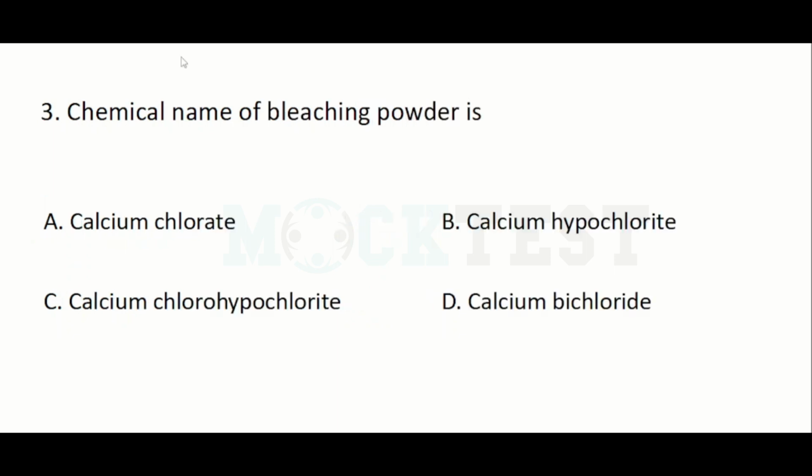Chemical name of bleaching powder is option A calcium chloride, option B calcium hypochlorite, option C calcium chlorohypochlorite, option D calcium bichloride. Option B calcium hypochlorite. Chemical name of bleaching powder is calcium hypochlorite.